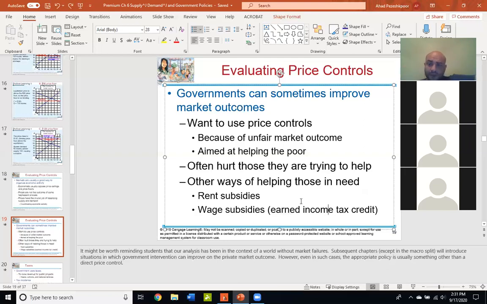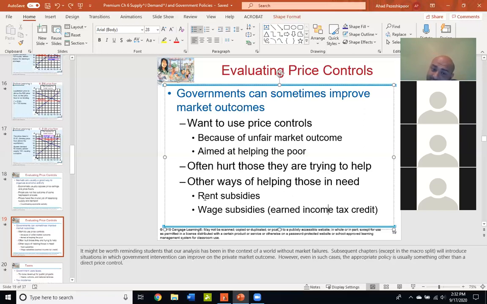So Muhammad, the forklift operator, can earn $15 an hour. 5 from me, the government, 10 from you, the corporation. Put together, you have a nice wage, which is not messing up the market, and also helping the poor.